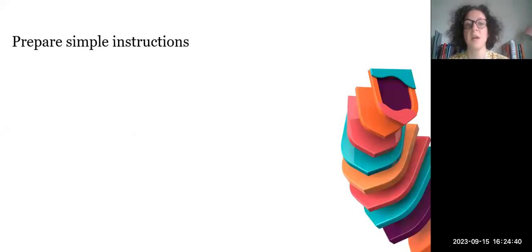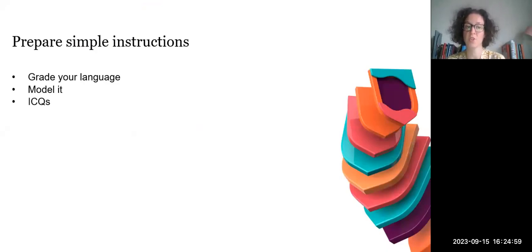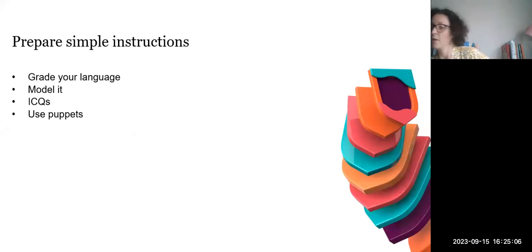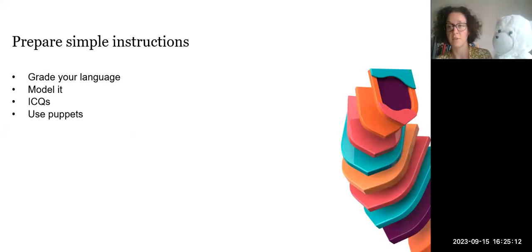We had instructions. Prepare simple instructions for all the activities. Like, first of all, grade your language and sometimes even use gestures. Model the activities, the exercises. Use ICQs, which is instruction check questions. Use puppets to explain something. Like if you explain a dialogue, this is my friend, and oh, here he is, and we can start talking like this. So, what do you do to make instructions easy? Use ICQs, something like that.